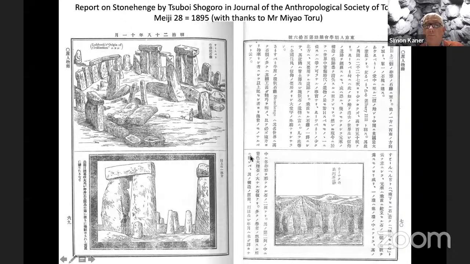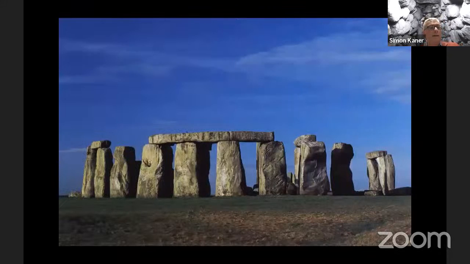And this is a report by Tsuboi Shogoro of a visit to Stonehenge, and he's drawn on illustrations from John Lubbock's publications as well. He was in France at Karnak as well. We know that. I think this is a wonderful set of illustrations. I've never seen anything quite as early as this in Japan about realistic representations of European antiquities. So just in the last few minutes, I want now to turn to Gowland and Stonehenge.